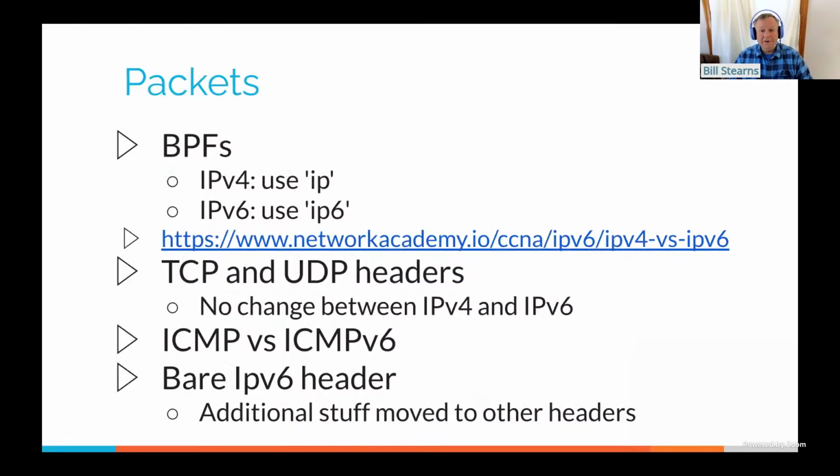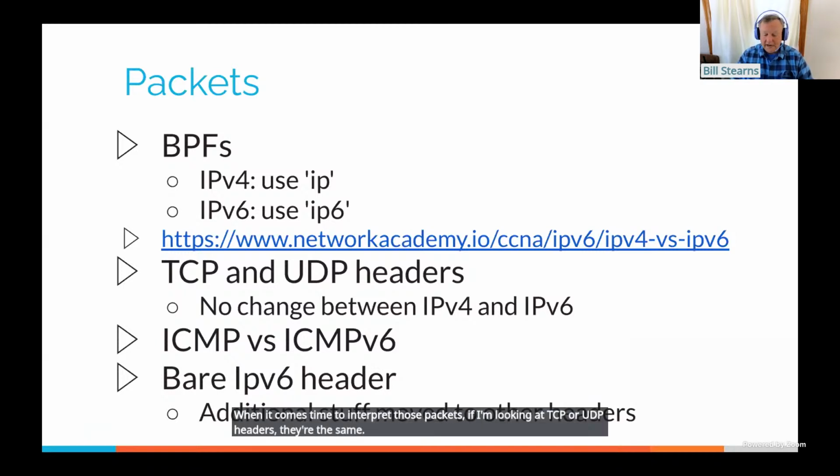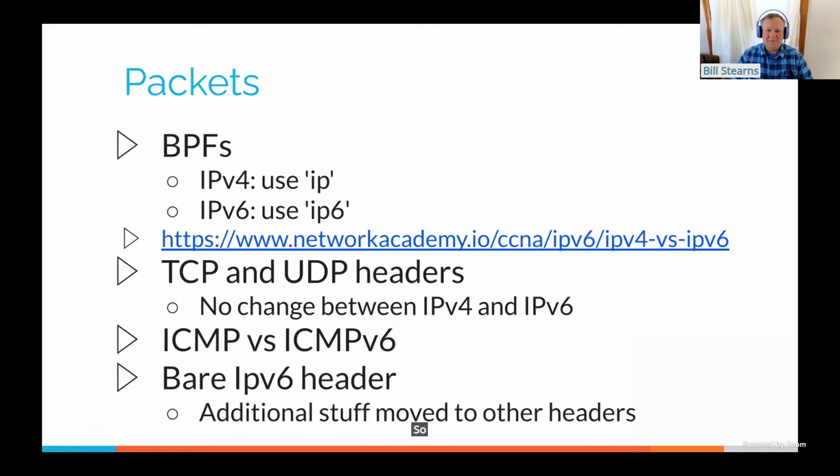If I want to filter out just IPv4 packets, I can use the packet filter IP. If I just want IPv6 packets, I can use the filter IP6. When it comes time to interpret those packets, if I'm looking at TCP or UDP headers, they're the same between IPv4 and IPv6. And as I've already mentioned, ICMP and ICMPv6 are different. So your application will have to spend a little time learning how IPv6 ICMP packets are structured.